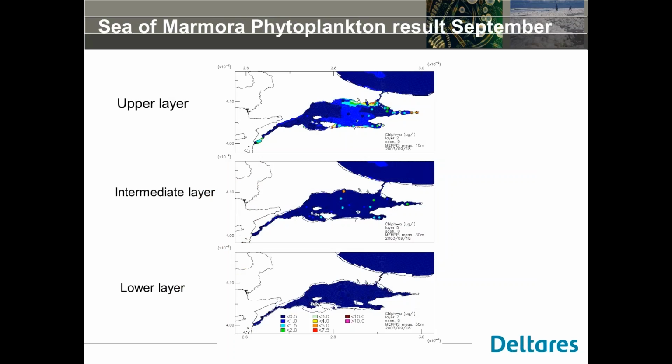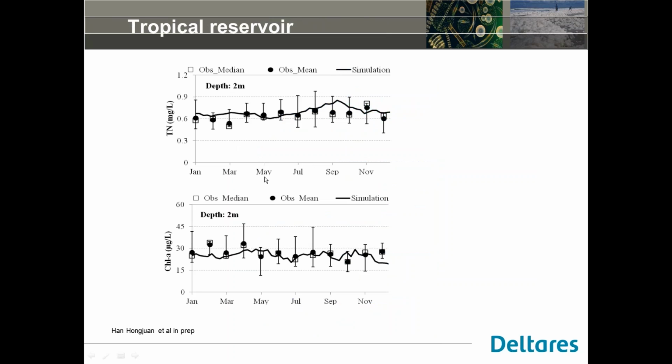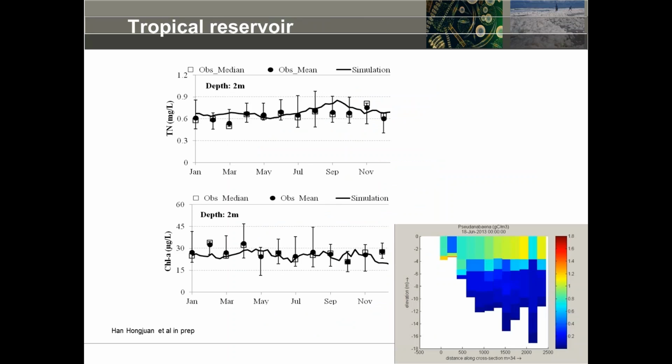Some results for the Sea of Marmara: chlorophyll in the upper layer, the intermediate layer, and the lower layer. And finally, something for a tropical reservoir: total nitrogen and chlorophyll. And of course, in the tropical reservoir, you may observe that the seasonal variation is much smaller, but that doesn't mean that nothing is happening at all, because if you look at the vertical profile of the dominant species, Pseudanabaena, then it's obvious that both in horizontal direction as well as the vertical direction, there are strong gradients.